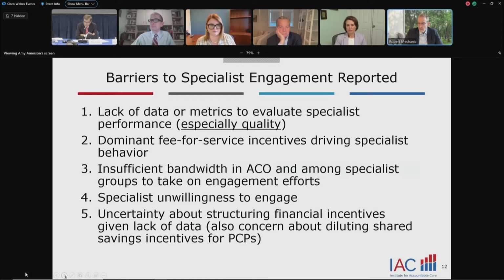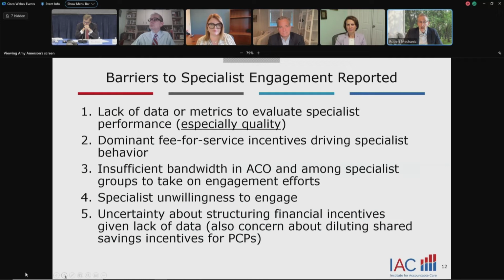I think, as Kate noted, importantly, regardless of how the organization is paid, most of the providers' comp models are primarily based on RVUs. And so the more you do, the more you earn in most cases. There's a bandwidth issue because many ACOs have a fairly lean staff, and specialist practices are also working on providing care, and they may not have time to sit down and say, how do we engage better? How do we do our work better with ACO personnel?